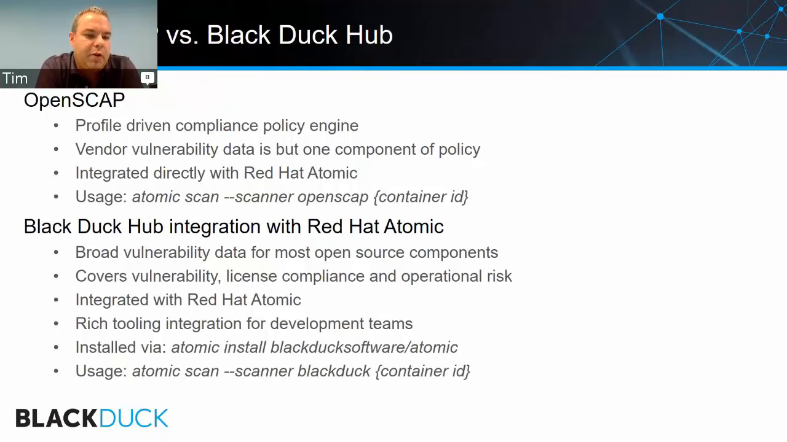Earlier this year at Red Hat Summit, Black Duck and Red Hat announced an integration between the Black Duck Hub and Red Hat Atomic. One of the value propositions this brings is not just vendor-supplied vulnerability data, but broad vulnerability data for most open source components out there, covering vulnerability, license compliance, and operational risk associated with the use of those components as some entity within the artifact that you're creating as part of your Docker image.